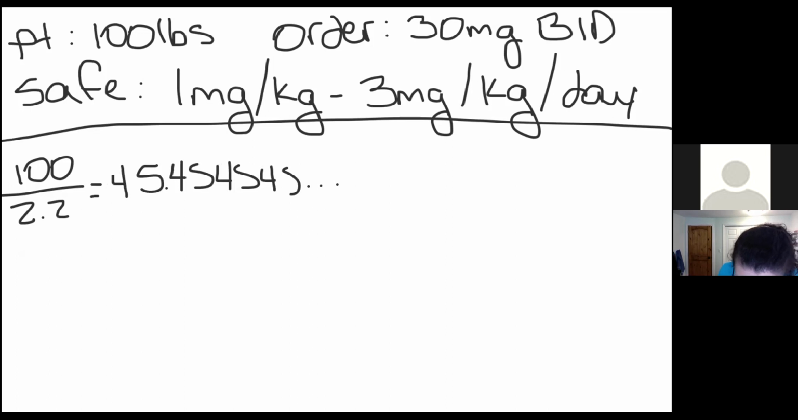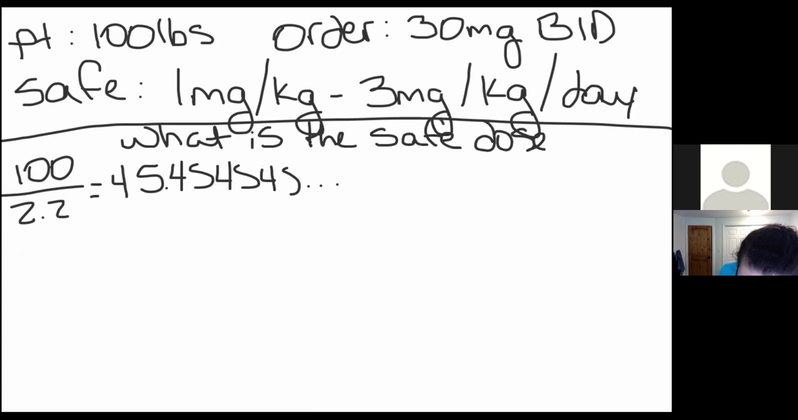The first question is going to ask me, what is the safe range for this medication? What is the safe dose range? So I will need to convert my patient's weight to kilograms, and then I'm going to need to take that answer and convert it to my milligrams. So again, safe dose range is going to be a 2-part answer. And let's say it'll tell me to round this off to the 10th place for my answer.